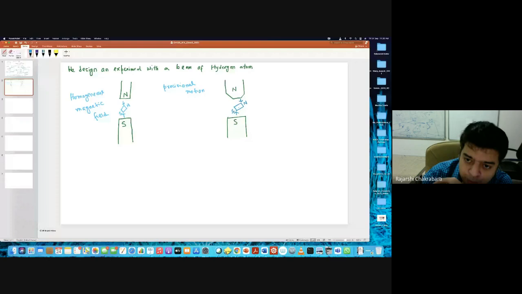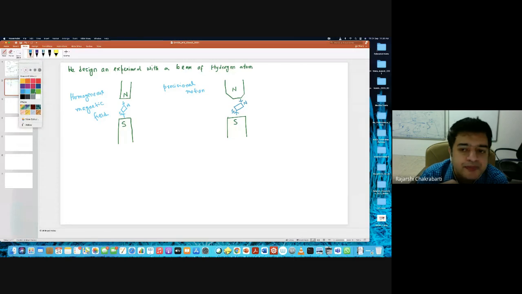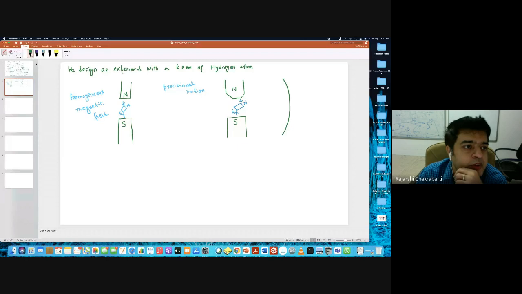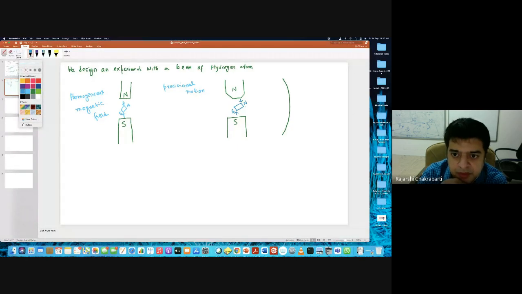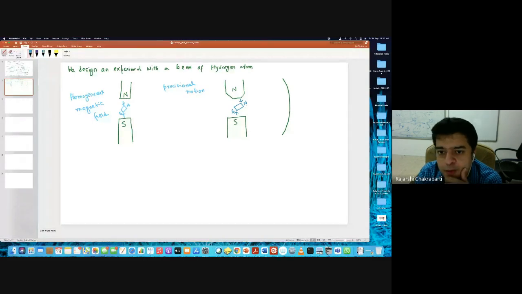If you put a screen on this side, say I put a screen here, then what is going to happen? Depending on the value of your L, which will decide the value of your magnetic moment, it will split. And in this case, what do you expect here? How many points on the screen?